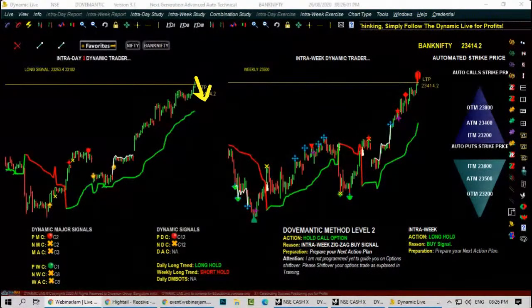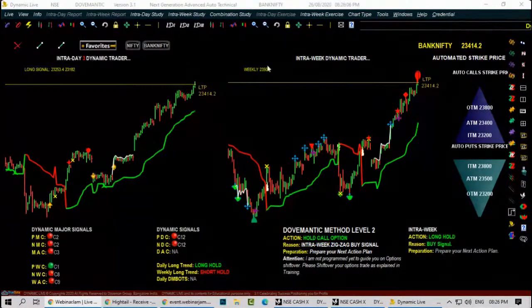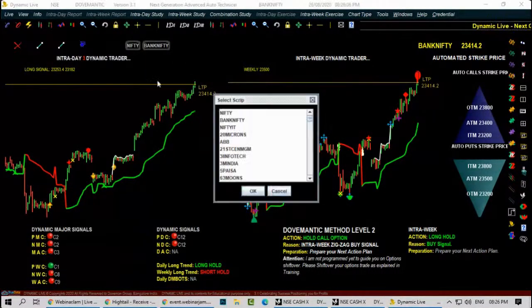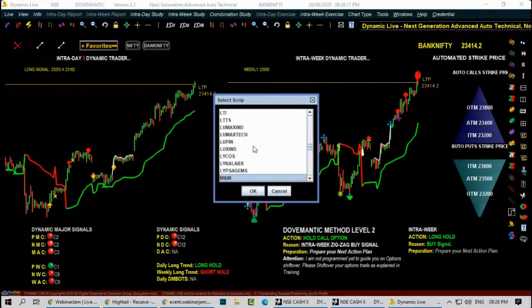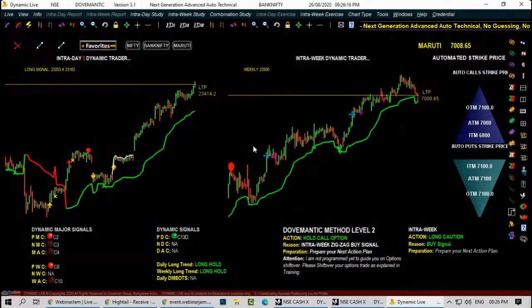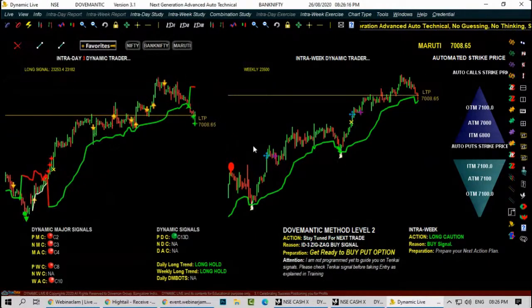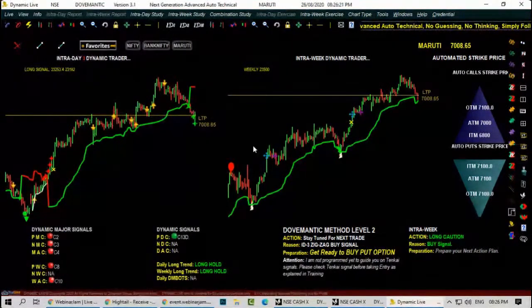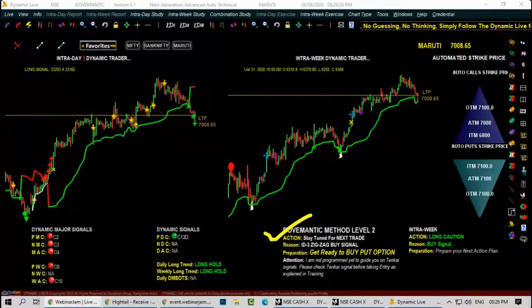All right, now Mr. Sampath Kumar wants to check Maruti and Tata Steel as per Daumantic method. So let us check that. So this is Maruti. You can see here the action says stay tuned for the next trade. So there is no trade as of now.